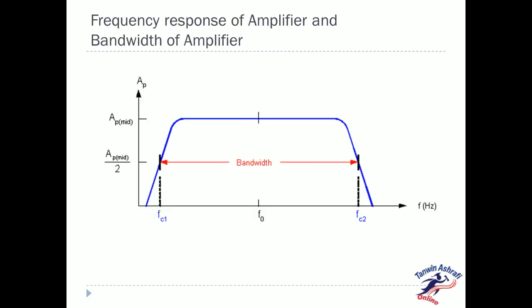Frequency response and the bandwidth. The variation of voltage gain of an amplifier with the frequency of its input signal is known as the frequency response of the amplifier. The curve is shown over here. The curve of the voltage gain and the input signal frequency of an amplifier is the frequency response. It is normally expressed as a graph of voltage gain AV versus frequency, or power gain AP versus frequency.